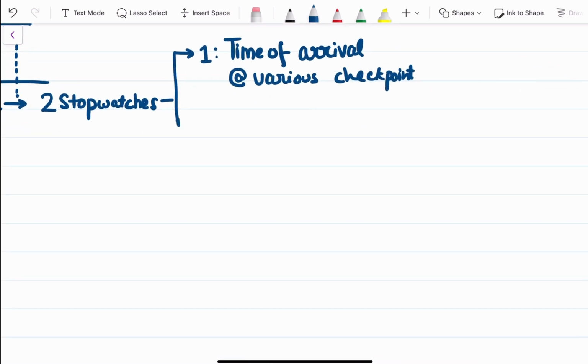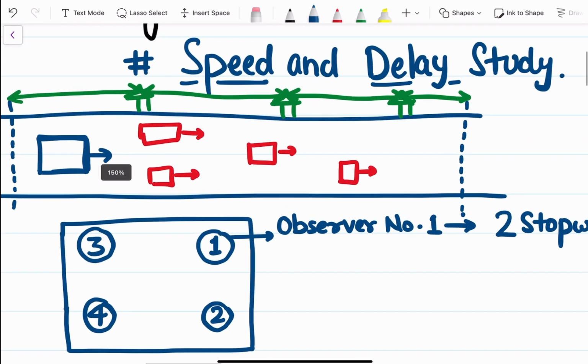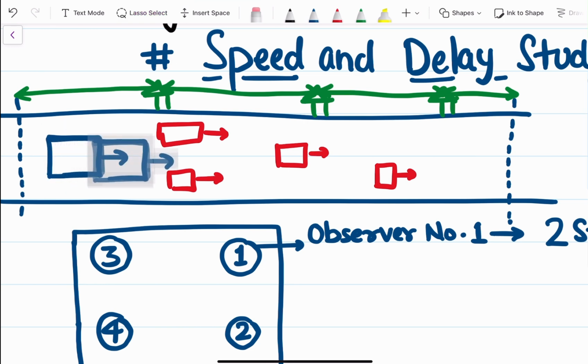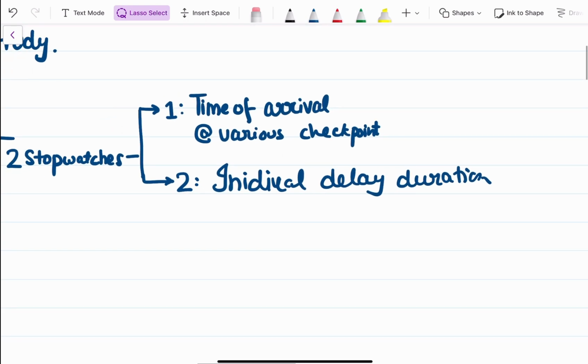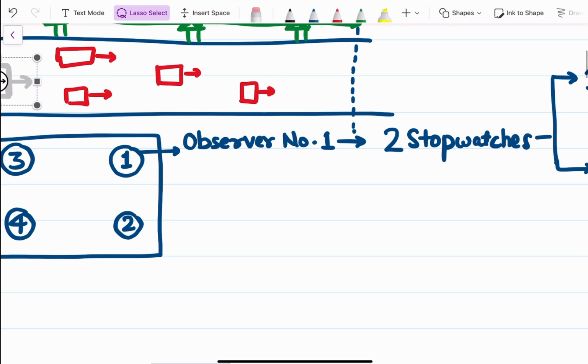Then the second stopwatch is used to record the individual delay duration. As the test vehicle is moving in the prevailing traffic condition on the study stretch, of course it may face certain delay, it may be due to any reason. Observer number one records how much time loss has been taken because of those individual delays. So that is the role of observer number one.